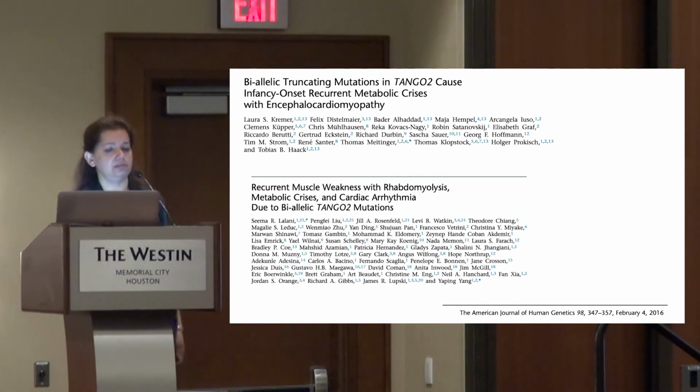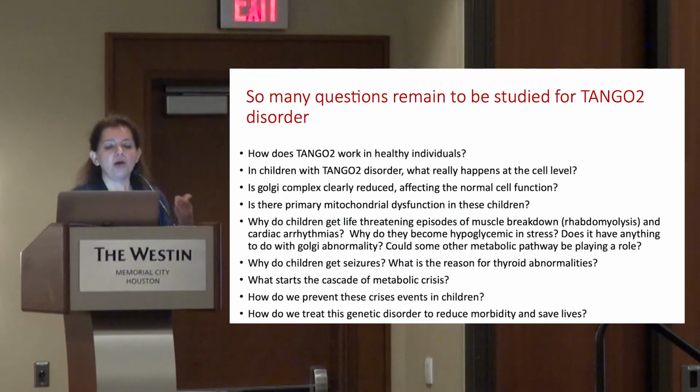So, and this is I think my last slide, I will just list the questions that we want to answer. So how does TANGO2 work in healthy individuals, right? What is its main function? In children with TANGO2 disorder, what really happens at the cell level? In crisis, out of crisis? Like what is going on? Which part of the cell is under stress at that time? And is the Golgi complex clearly reduced in these children, affecting the normal function of Golgi? Is there a mitochondrial problem in these children? Is it a primary mitochondrial problem or a secondary problem that just happens because something is not working well?